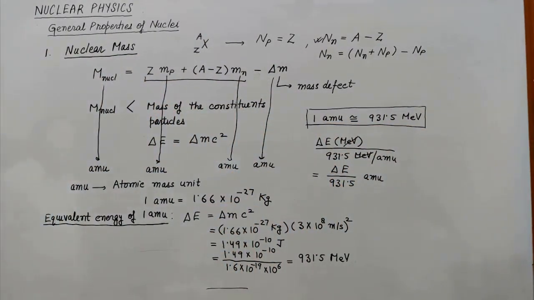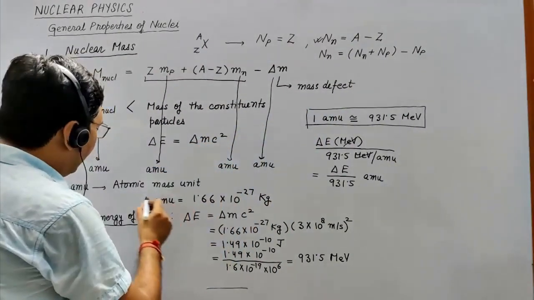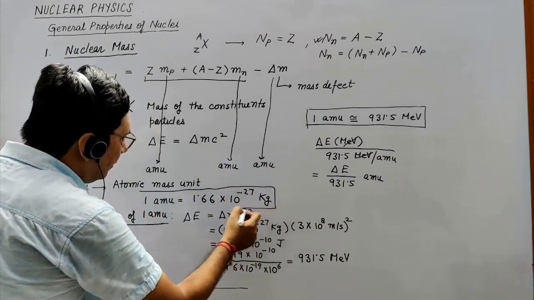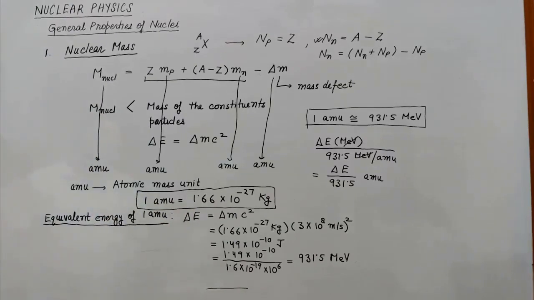So this is an important thing. You have to remember two things: 1 AMU is 931.5 MeV, and second, 1 AMU mass is equal to 1.66 into 10 to the power minus 27 kg.